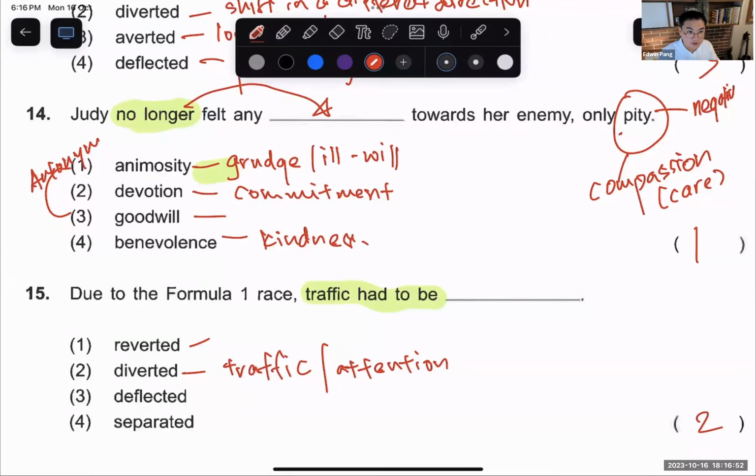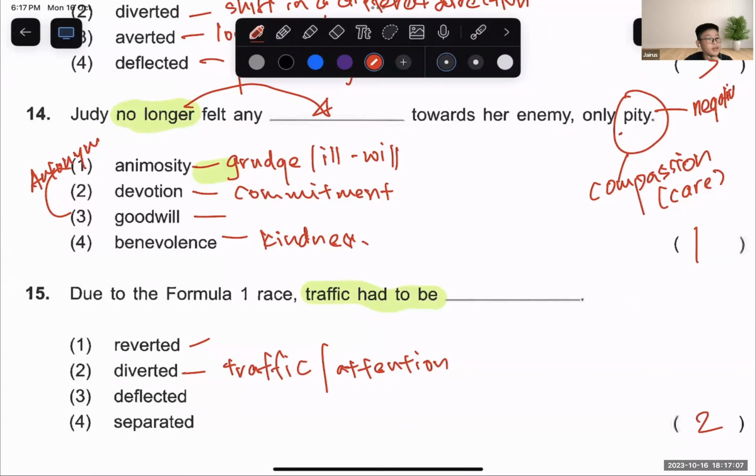Yes, you just used it correctly. But what does that mean? You revert your attention. What does that mean? Good. You move your attention from one place to another. Revert. So what does that mean?